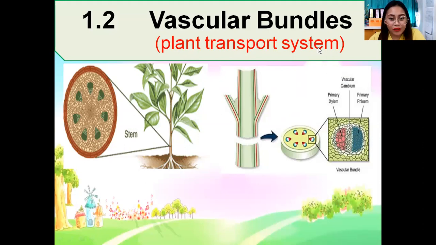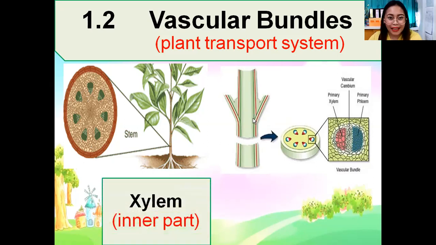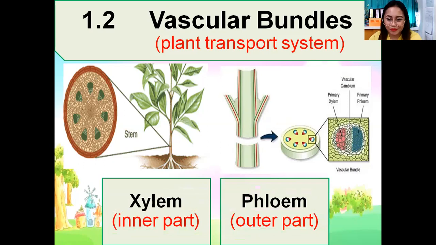Where can we find vascular bundles? We can find it mostly in the stem. This is the stem of a plant, stem. And vascular bundles have two tubes. Can you see this color here? These are the tubes of vascular bundles. These are xylem and phloem.